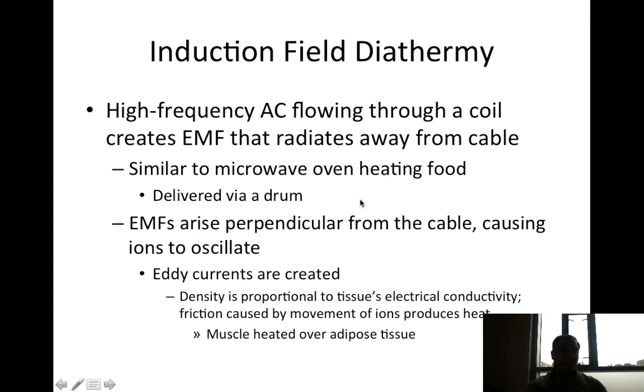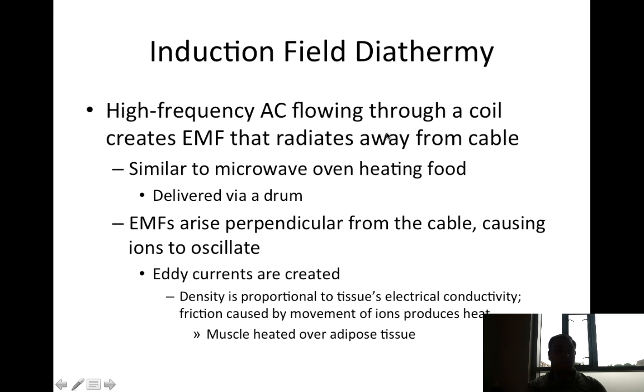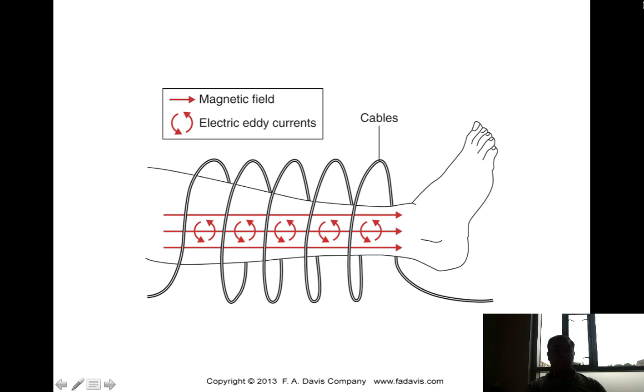Big thing here, it is delivered via a drum. So if we look back a couple slides, this drum, there's a coil within this drum. Eddy currents are important here. This is an old school cable that you could actually wrap around a patient back in the day, magnetic field, and then the eddy currents, and that's what produces the heat.